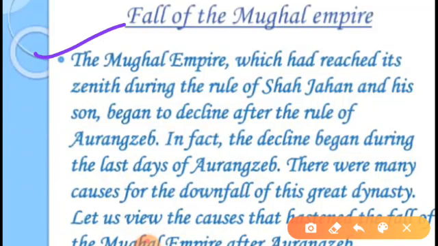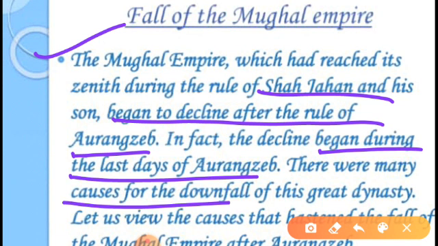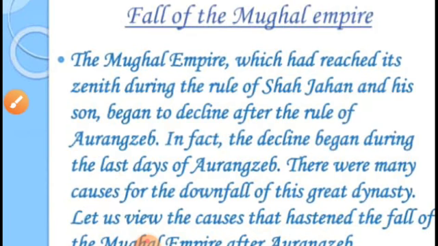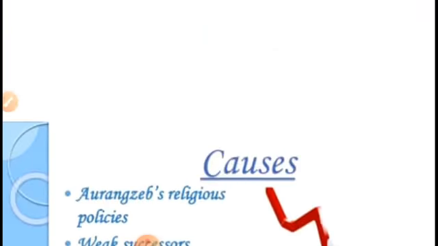Here you can understand the Mughal Empire had reached its zenith during the Shahjahan period but began to decline after the rule of Aurangzeb. That's why I have shown that diagram. Their chronological order, the rulers' names, are written. In fact, the decline began during the last days of Aurangzeb. There are many causes of the downfall of these great dynasties. Let us view the causes that hastened the fall of the Mughal Empire.